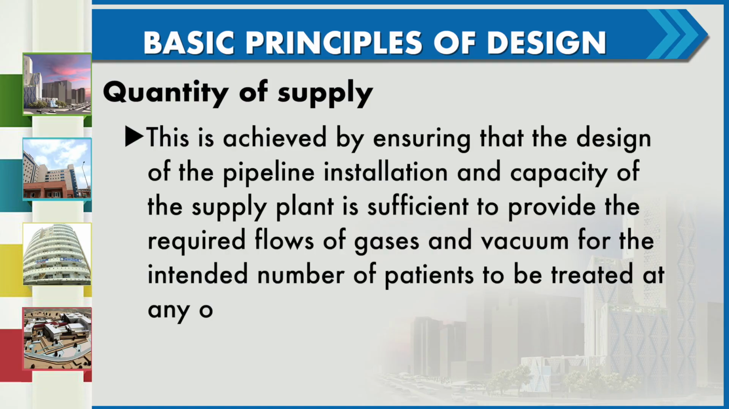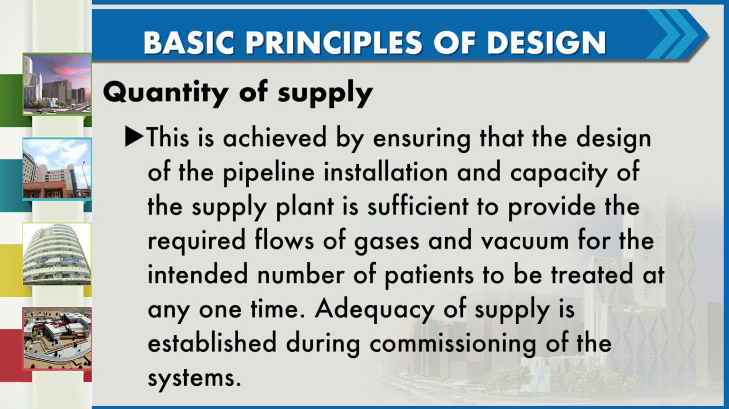Quantity of supply. This is achieved by ensuring that the design of the pipeline installation and capacity of the supply plant is sufficient to provide the required flows of gases and vacuum for the intended number of patients to be treated at any time, and adequacy of supply is established during commissioning of the systems.